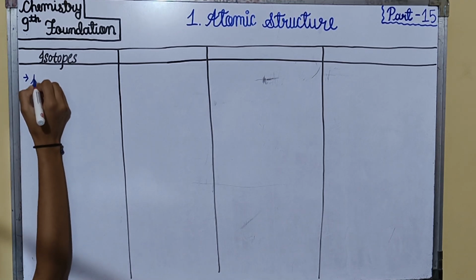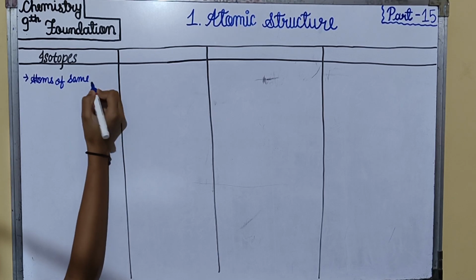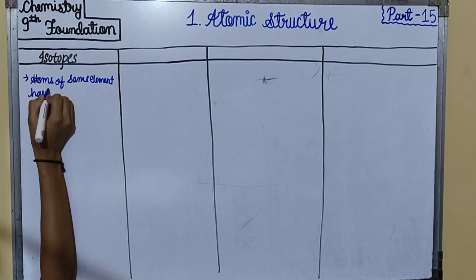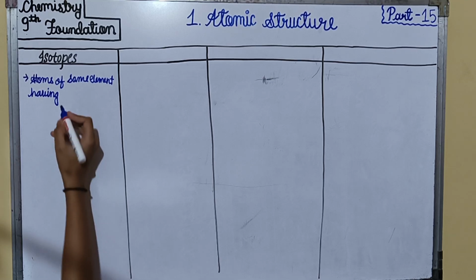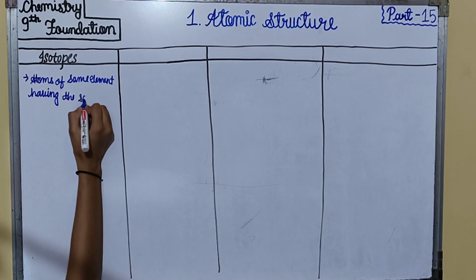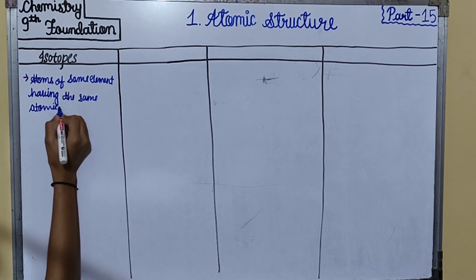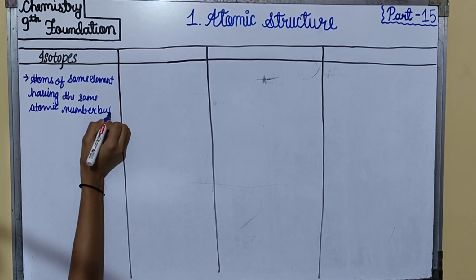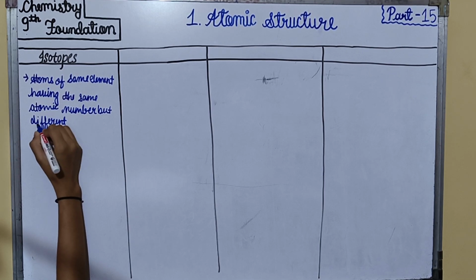Isotopes are atoms of the same element having the same atomic number but different mass numbers.